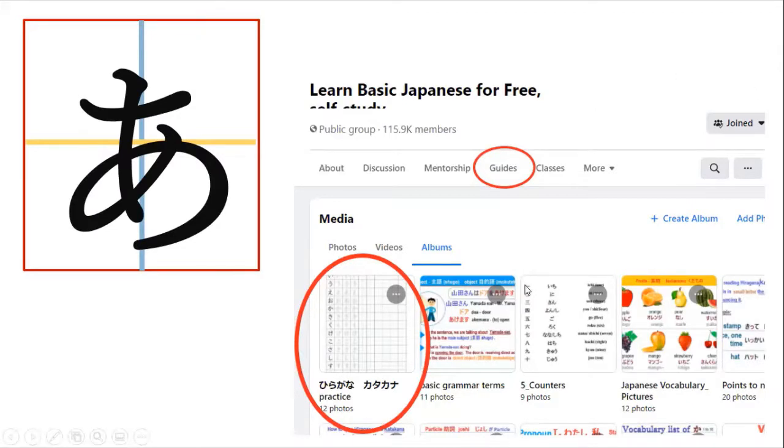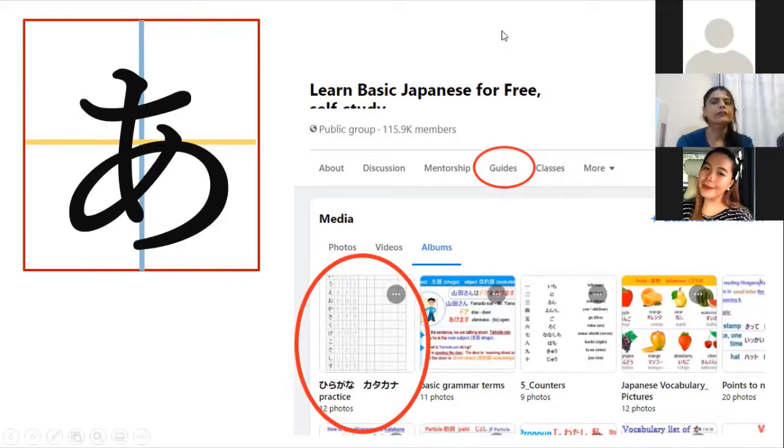And please know that there are guides also. There is plenty of study material in our group. Whenever you want, please refer to them. All right. So this was today's class.